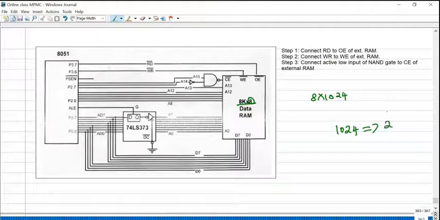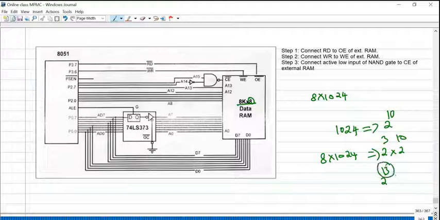So 1024 is 2 power 10, correct? 2 power 10 or 2 power 9? Yeah, 2 power 10, correct. Next, 8 into 1024, this is 2 power 3, this is 2 power 10. So we need 2 power 13. 13 address lines needed. We need 13 address lines to access all the locations of this 8K cross 8 memory. So 2 power 13 equals this value.